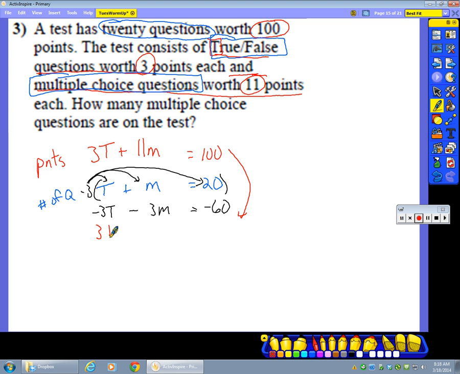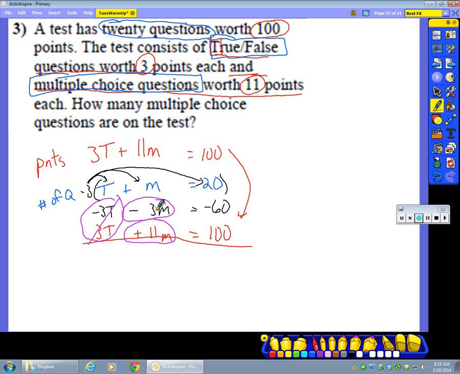Now I'm just going to bring this equation back down here and line it up. So we have 3t plus 11m equals 100. And I'm going to combine these 2 equations. Let's see, I guess I'll use purple. The 3t terms right here are going to cancel out. The m terms are -3m and a positive 11m. The signs are different, that means I'm going to subtract.